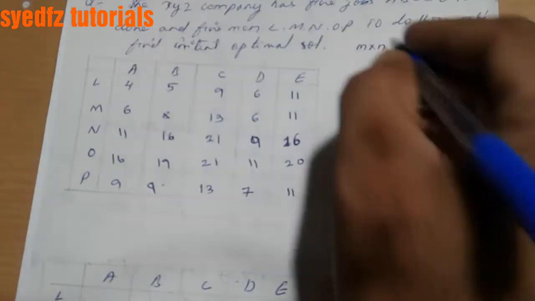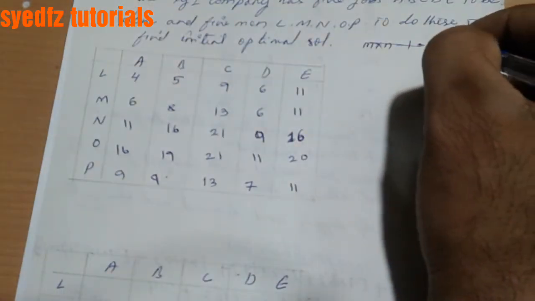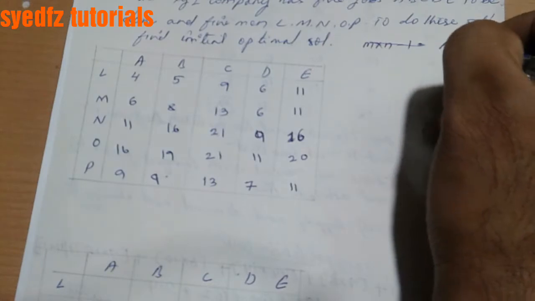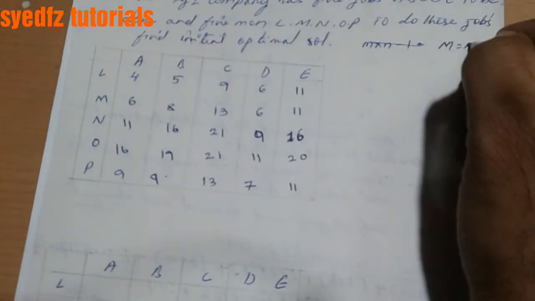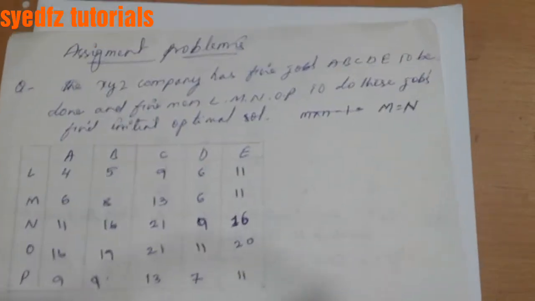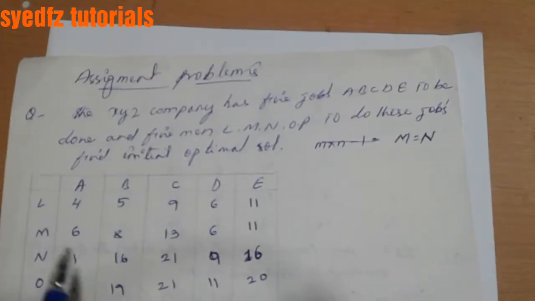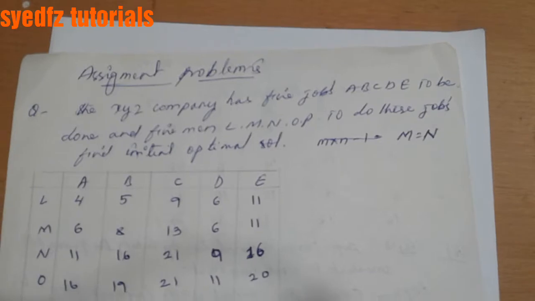Number of rows, sorry, m is equal to n: the number of machines and the number of jobs. Here's the question. Let's see the question: how to solve the assignment problem.